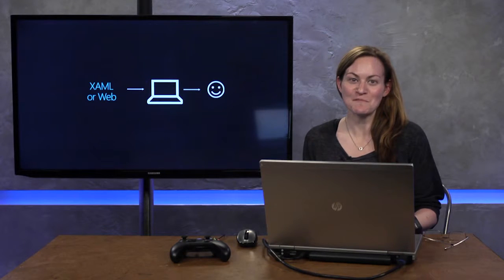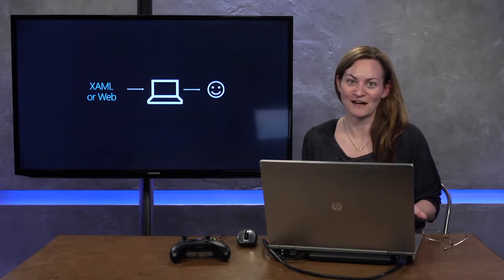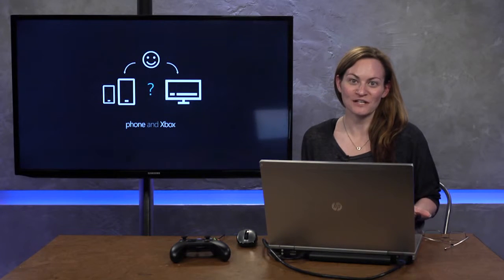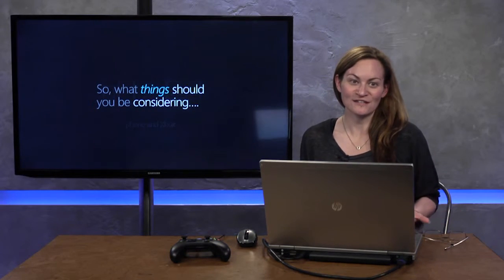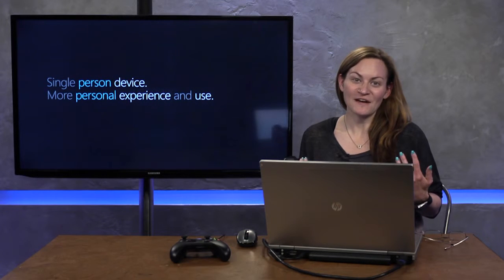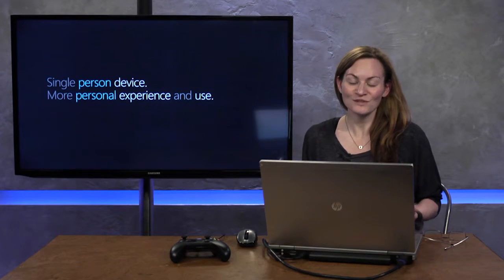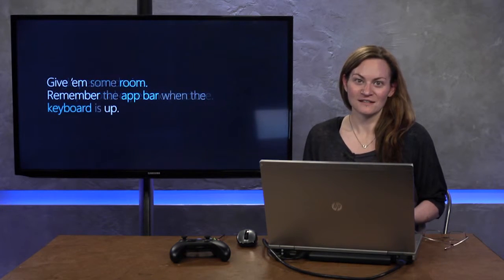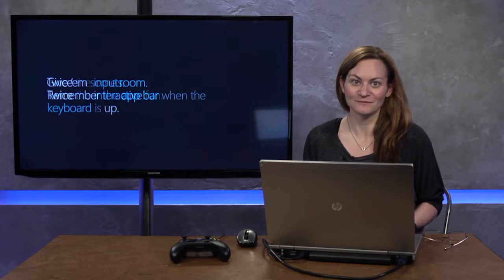Say you make an amazing XAML or web app for desktop, and you, once again, are super happy about what you've created. And now you want to bring it over to phone and Xbox. What are the things you should be considering? Once again, when designing for phone, you've got to think of the fact that it's a single person device. So it really is a personal experience, and it's going to be personally used. Give them some room. Remember that there's an app bar when the keyboard is invoked, so make sure you're accommodating the space for that as well.